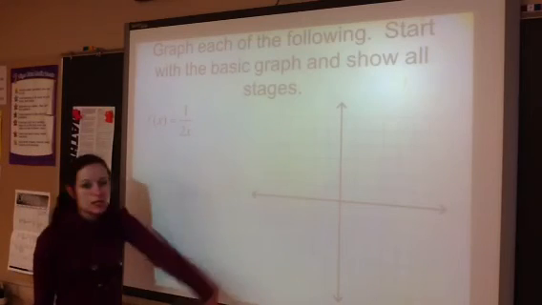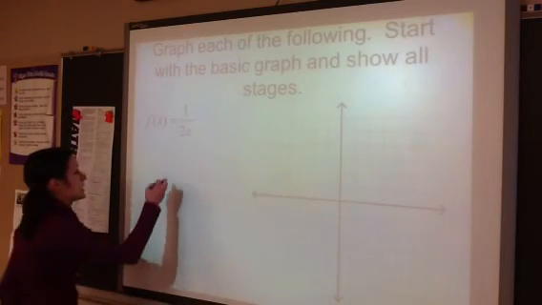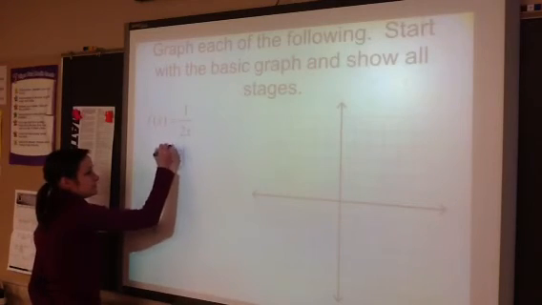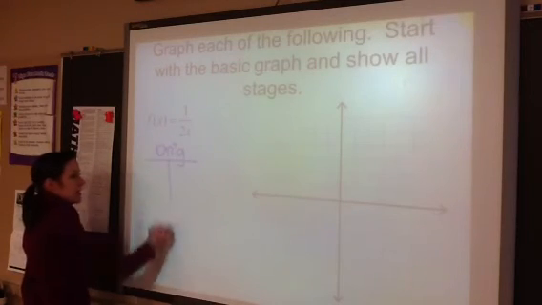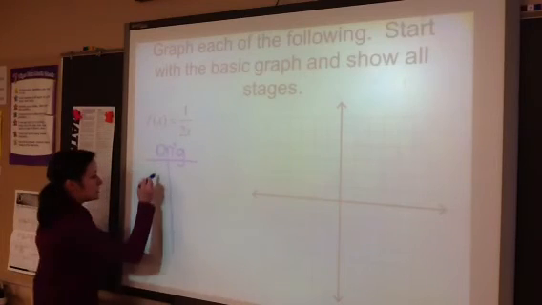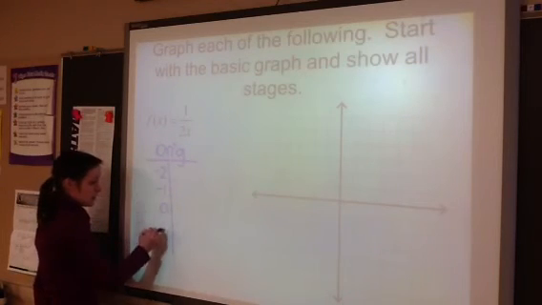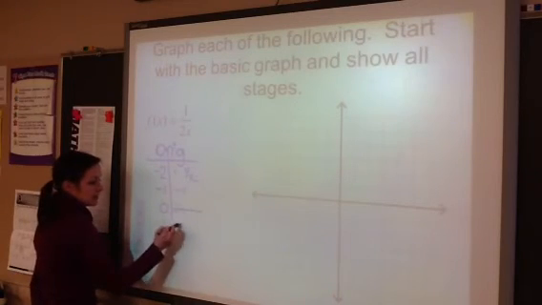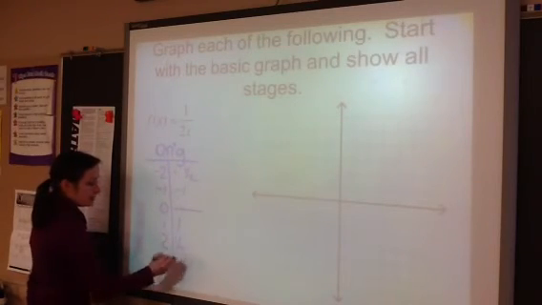Alright, last example. You got this. Decide what your original and out table is. You should say the last one, 1 over x. So we did negative 2, negative 1, 0, 1, 2. We said negative half. We said negative 1. We said undefined. We said 1. And then we said a half.